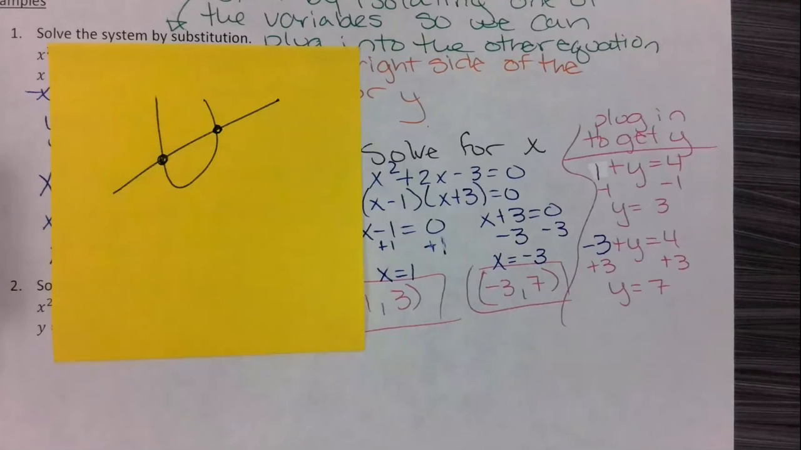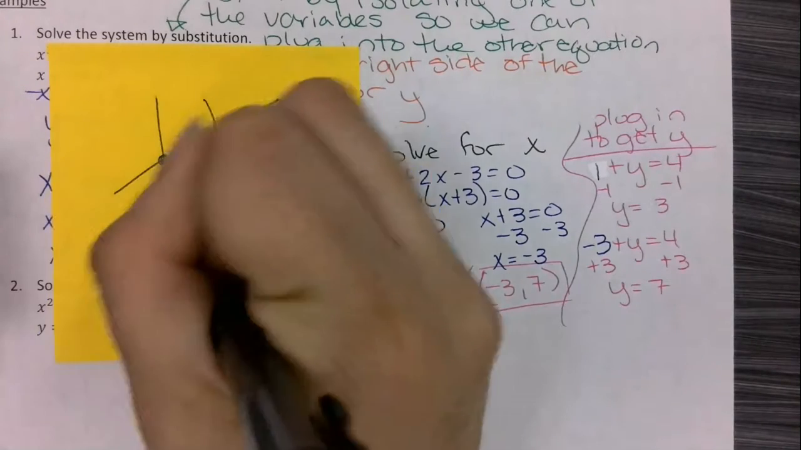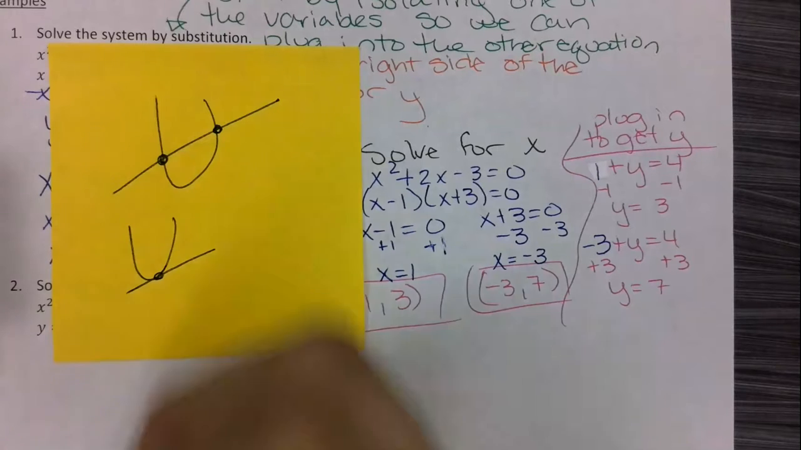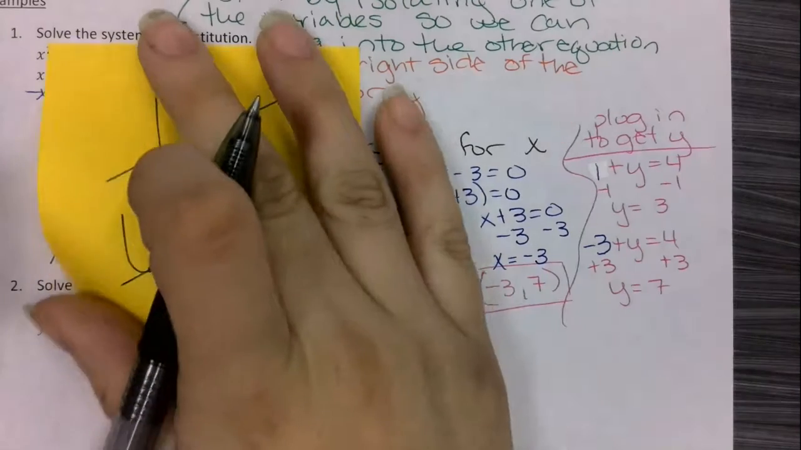So there's other situations. This one worked out where I had 2 crossing. I can have it where it just touches, and I have 1 crossing. So I could have 1 answer. Or I could have a situation where it looks like that, and it doesn't cross at all. So I can either have 2 answers, 1 answer, or no answer.